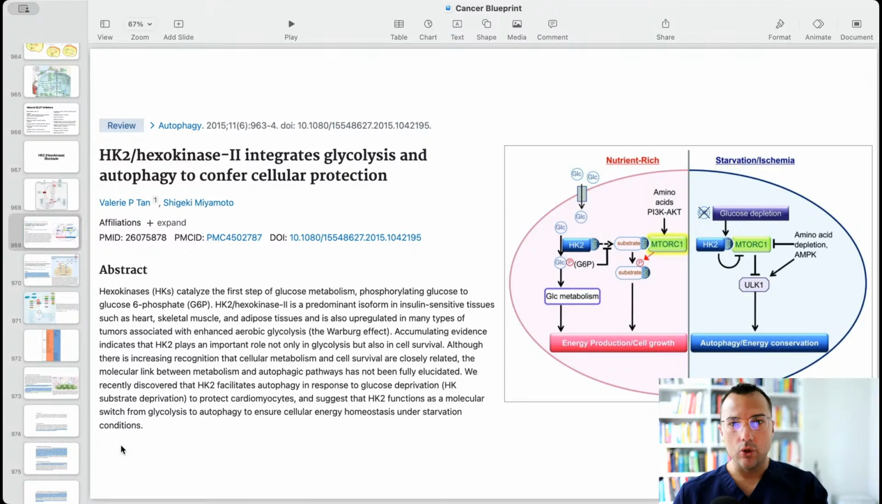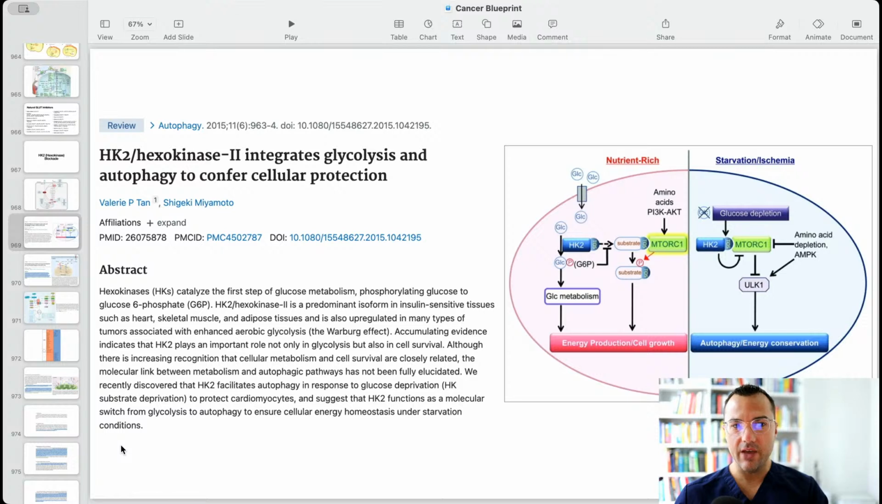So the first paper I pulled was from 2015 in the journal Autophagy, and it says hexokinase 2 integrates glycolysis and autophagy to confer cellular protection. It says hexokinases catalyze the first step of glucose metabolism, phosphorylating glucose to glucose 6-phosphate. Hexokinase 2 is a predominant isoform in the insulin-sensitive tissues such as heart, skeletal muscle, and adipose tissues, and it is also upregulated in many types of tumors associated with enhanced aerobic glycolysis, aka the Warburg effect.